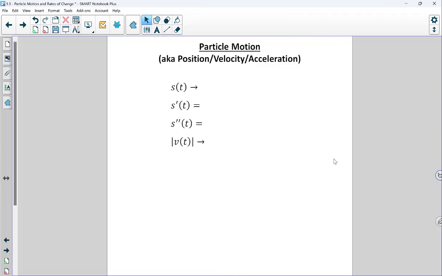So all that discussion about speeds and velocities leads us into one of the most common calculus applications of rate of change, and that's particle motion. Particle motion, or a discussion of position, velocity, and acceleration.